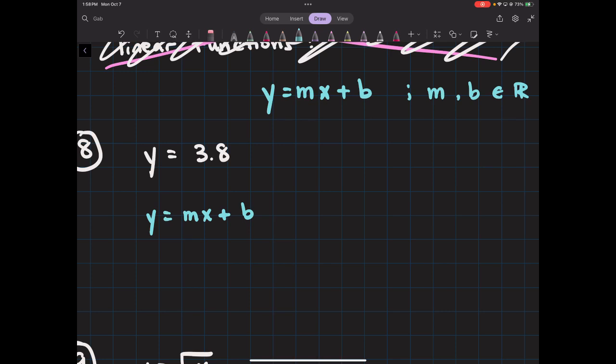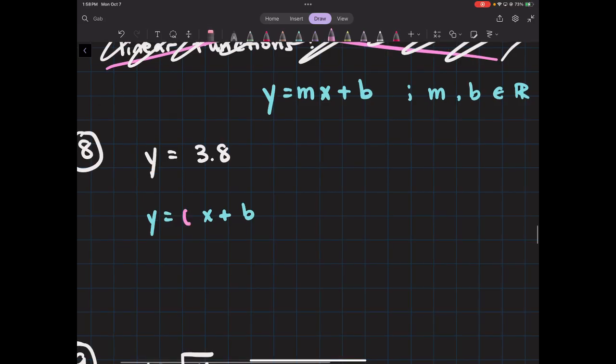Zero. Multiply it by 0. Because when you multiply a number by 0 it equals 0. And it disappears. So in our problem here, the m is 0, because if you multiply 0 to x, you get 0. So it's gone. And b in this problem is what? 3.8. So there, I rewrote it using y is equal to mx plus b. And since I'm able to do that, this is linear.